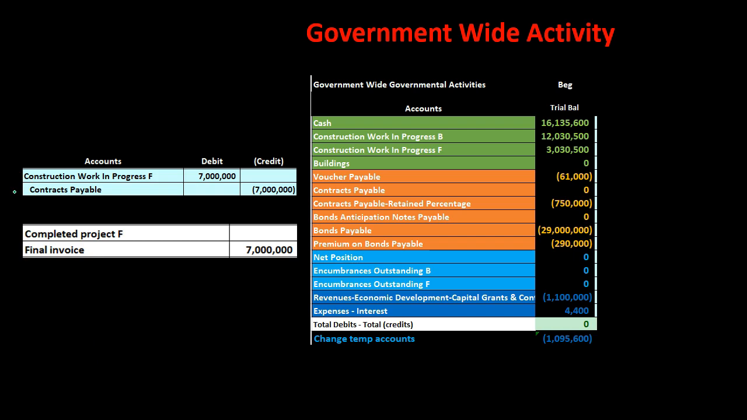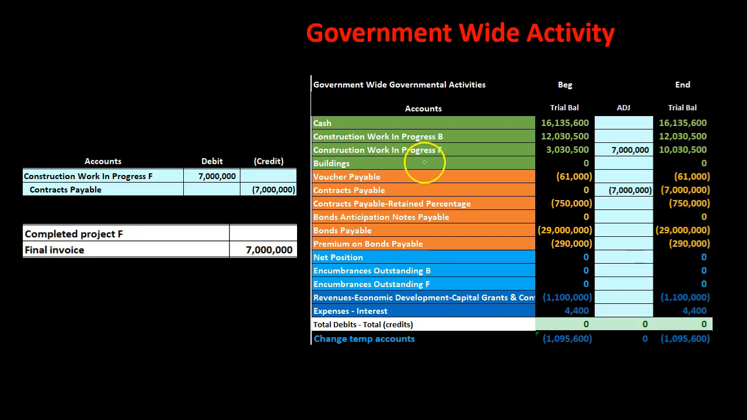We're going to increase the work in process account. And then once it's done, we'll transfer it out of the work in process to the finished product, which in this case is going to be the building. And then we're going to credit the contracts payable. So if we see this, we're going to debit the work in process for F. That increases the work in process with the debit. Then we're going to credit the contracts payable. So we credit the contracts payable on the liability side, and there is our credit.